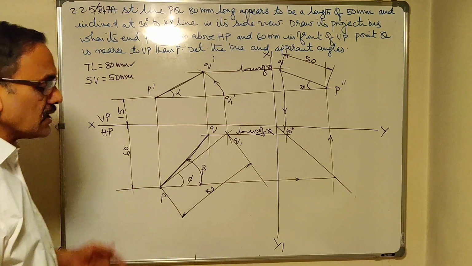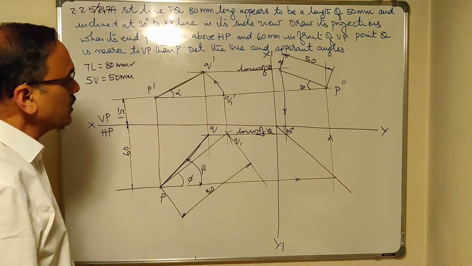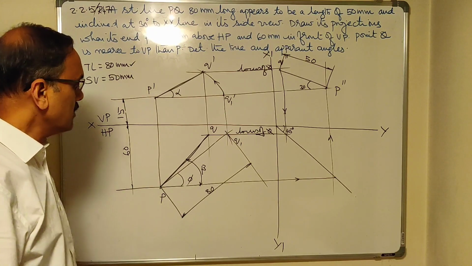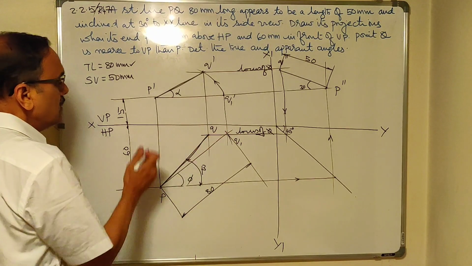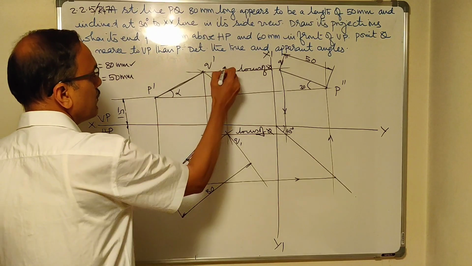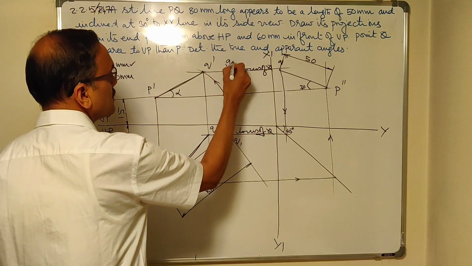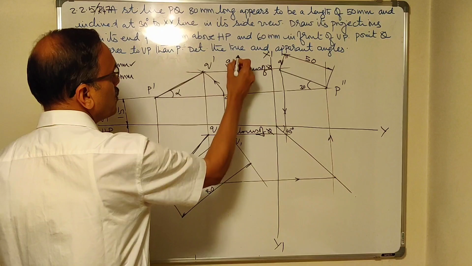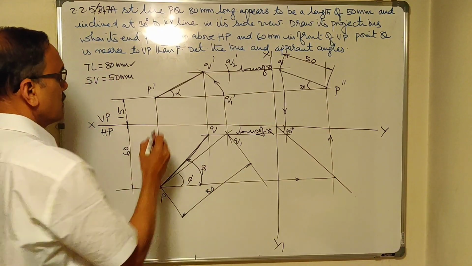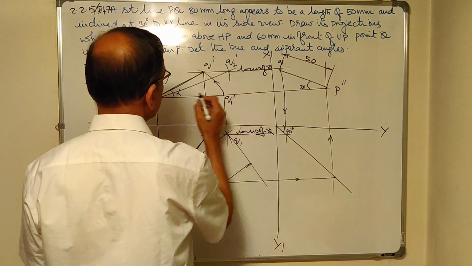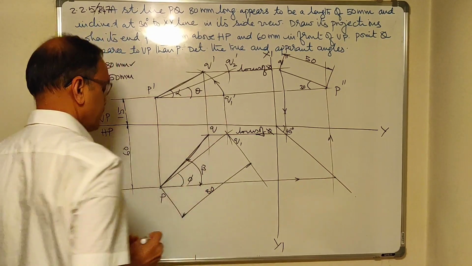The only angle that is required now is theta, the inclination of the true length with HP. You know the true length, which is 80. So take P dash as center, 80 mm as radius, and cut this. This will be Q2 dash. Q1 dash is already there. So this is the true length and this is the angle theta.